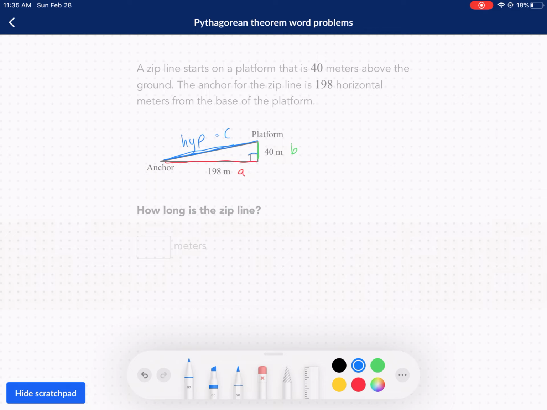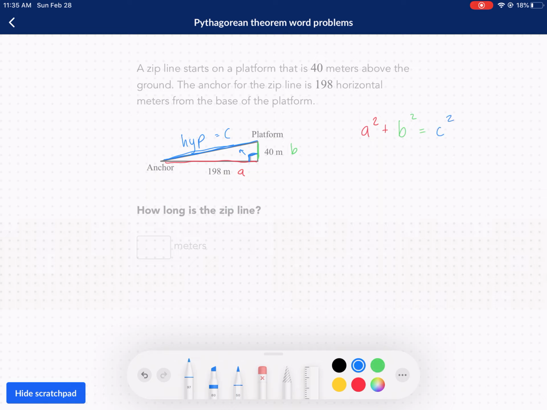Now, keep in mind, it's always got to be opposite the 90-degree angle. So there's my 90-degree angle. It's the leg not touching the 90-degree angle. It's opposite to it. Now, what is the Pythagorean theorem? It is A squared plus B squared, and that is equal to C squared.